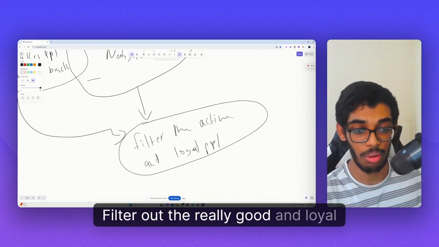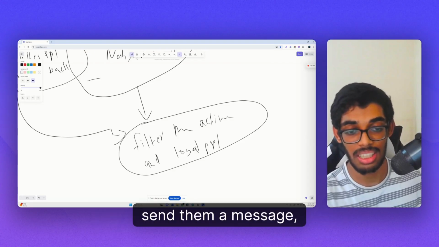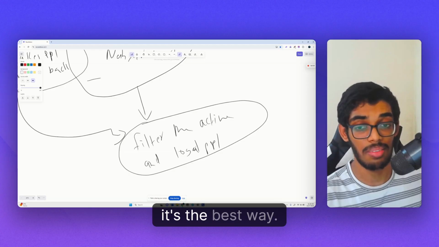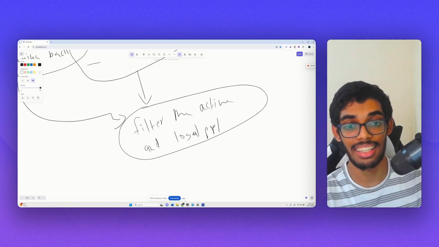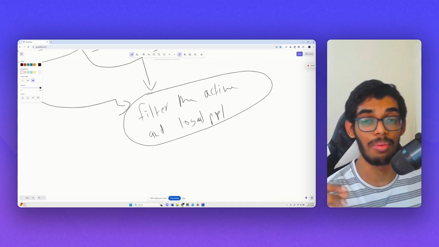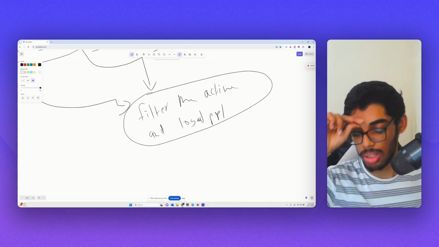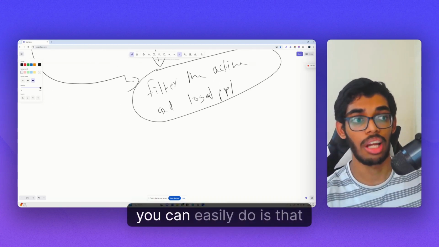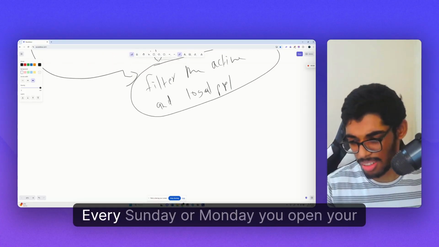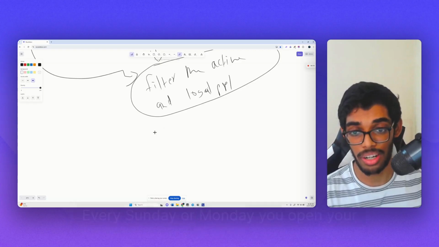Filter out the really good and loyal people, send them a message, have a personalized DM with them, and it's the best way. And the thing is that it'll make them a lot happier. But we can take this a notch up. So what you can easily do is every week have a schedule, right? Every Sunday or Monday, you could open your DMs.